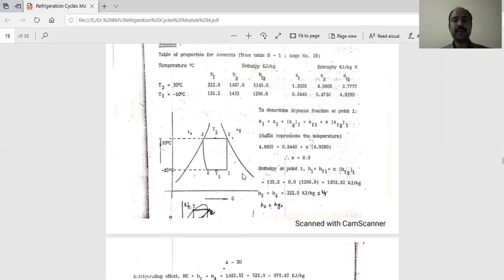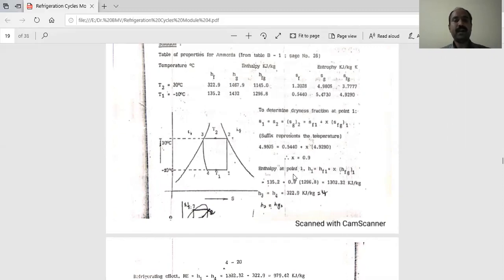S1 is equal to S2. Then it becomes a dry saturated condition, with point 2 exactly on the saturated curve. That means it is a dry saturated condition. It becomes Sg2 is equal to Sf1 plus X into Sfg1. Then we substitute all these values and find the value of X. X is equal to 0.9.